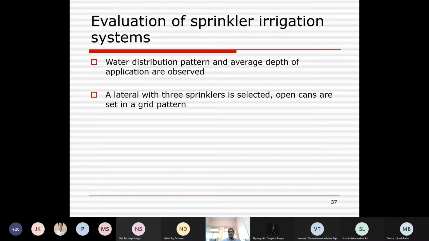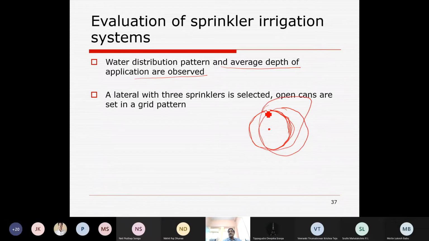Now, evaluation of a sprinkler system: water distribution pattern and average depth of application are observed. Water distribution pattern, suppose it's supplying in a circular pattern. Once it is circular, you immediately guess that it is a perfect circle, the reason being it is applied from the center. But there are certain conditions which change its circular pattern, maybe in this way or in this way, depending on the wind which is blowing. So wind may affect the pattern of a sprinkler irrigation system, and in that way its distribution pattern and average depth of application may get affected.